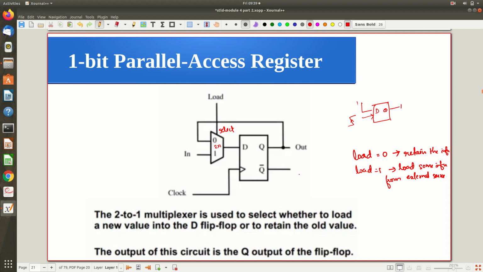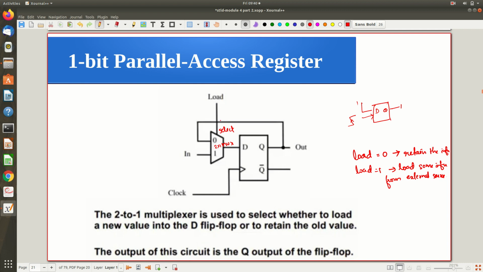So to have this control, we are using a multiplexer. A 2 by 1 mux is being used. Now what is this 2 by 1 mux doing? It has 2 inputs and a select line, and you can see that one of the inputs of this 2 by 1 mux is the actual input from the external source. So one input is from the external world, and what about the other input? The other input of this 2 by 1 mux is the previous output, right? The previous output I am taking as input to the same circuit, meaning I am trying to retain the same information. So this is the retain.